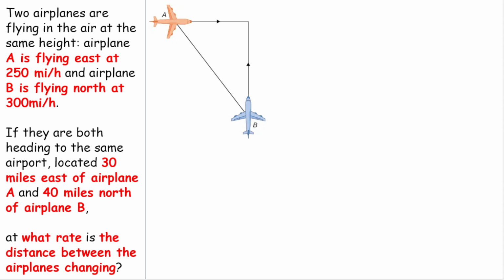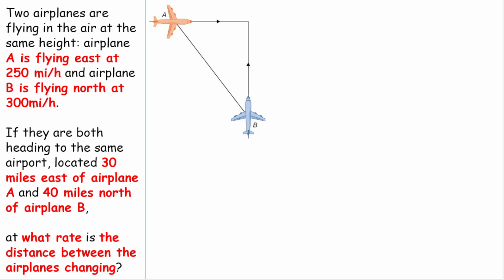Two airplanes are flying in the air at the same height. Airplane A is flying east at 250 miles per hour and airplane B is flying north at 300 miles per hour. If they are both heading to the same airport located 30 miles east of airplane A and 40 miles north of airplane B, at what rate is the distance between airplanes changing?